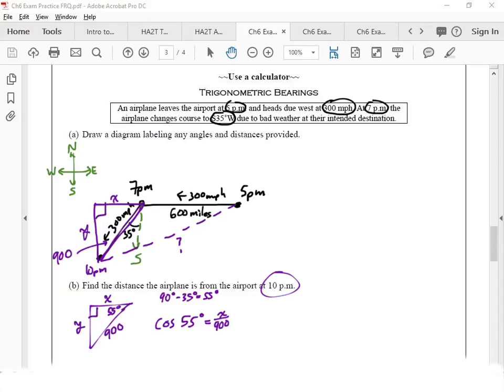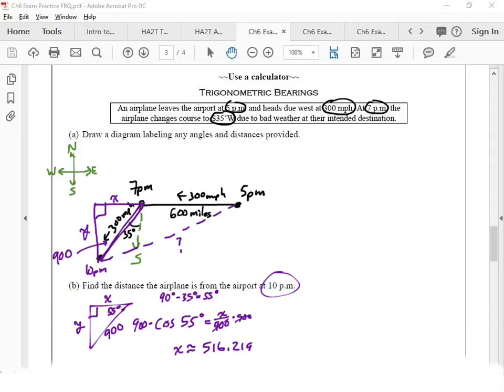So how do we get the x alone? Looks like 900 is dividing the x. What is the opposite of dividing? Multiply. So we're going to multiply. Peace out, 900 right there. 900 is now on the other side. In order to find x, we have to multiply 900 times cosine of 55 degrees. And you guys are doing that right now to tell me the answer. There you have it, 516.